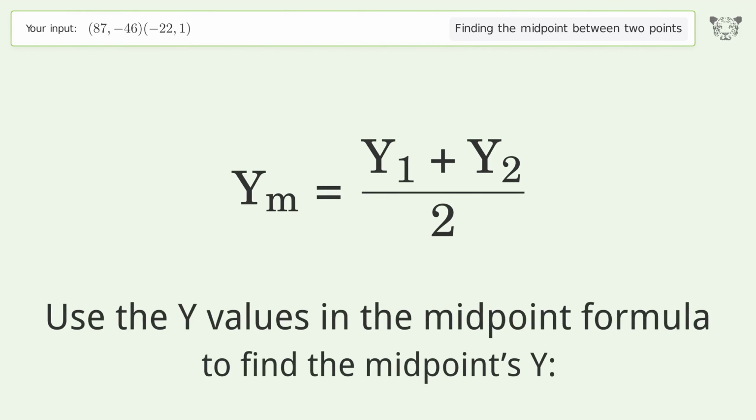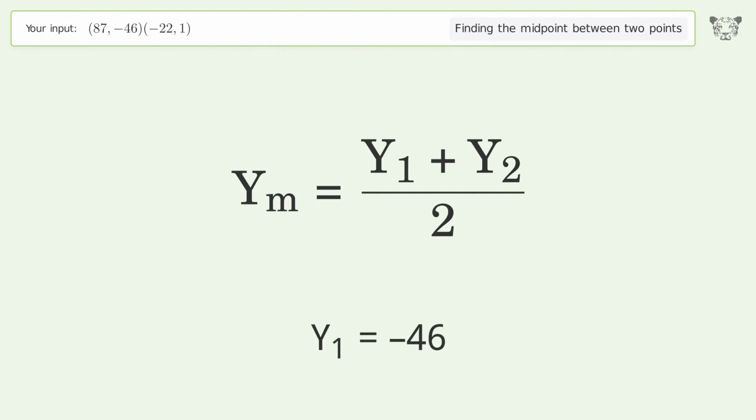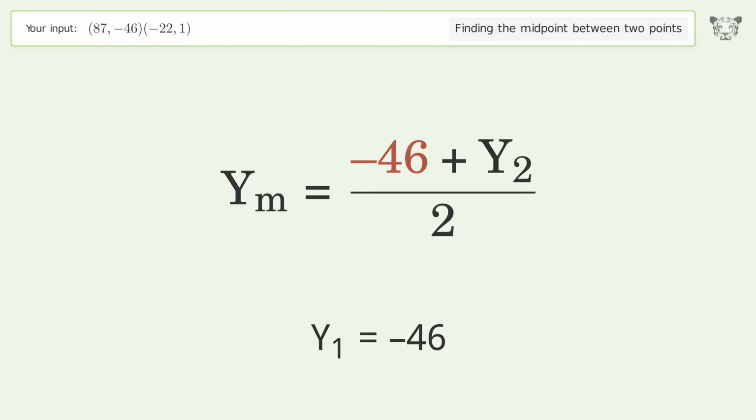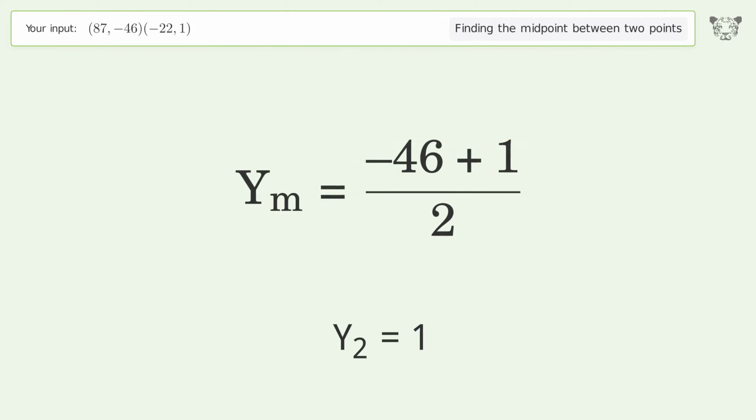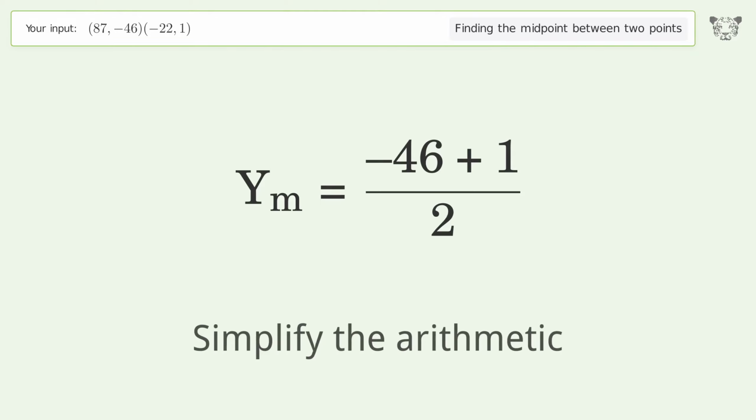Use the y values in the midpoint formula to find the midpoint's y. y1 equals negative 46. y2 equals 1. Simplify the arithmetic.